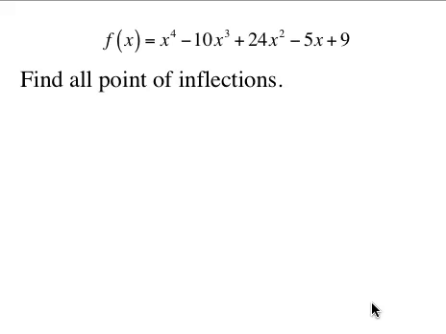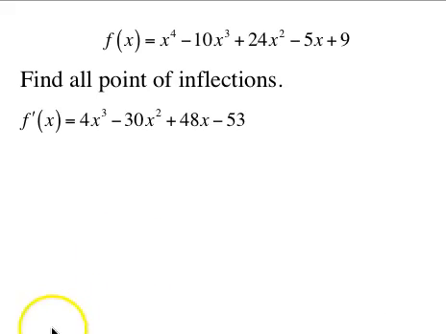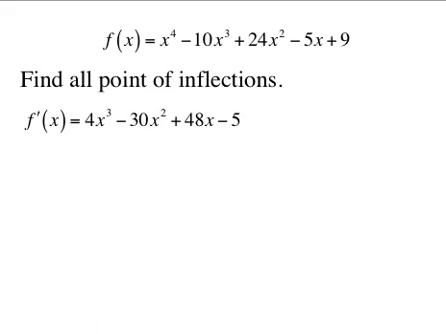Our next example is f of x is x to the fourth minus 10x cubed plus 24x squared minus 5x plus 9. We need to take the second derivative and set it equal to 0. So our first step is to find the first derivative, 4x cubed minus 30x squared plus 48x minus 5. Let me fix that. And that's fixed. But to find our point of inflection, we need to set the second derivative equal to 0. f double prime of x will be 12x squared minus 60x plus 48.